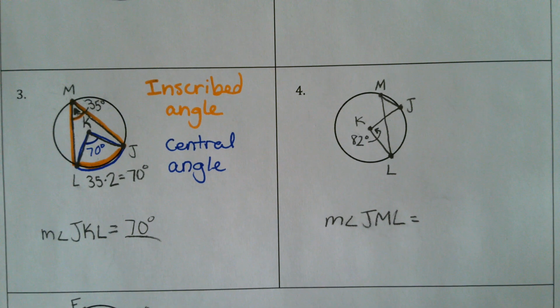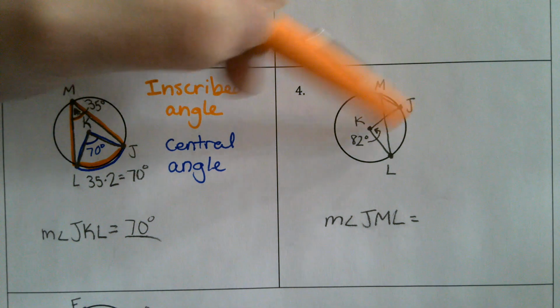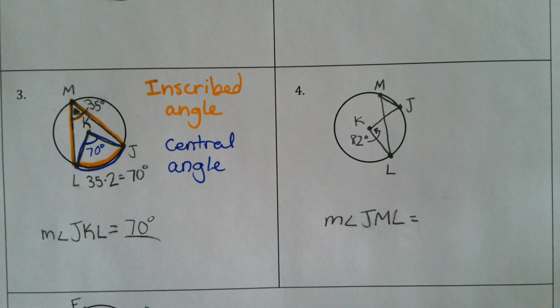Let's do another one of these, a slightly more difficult picture. Number 4, we know that JKL is 82 degrees.